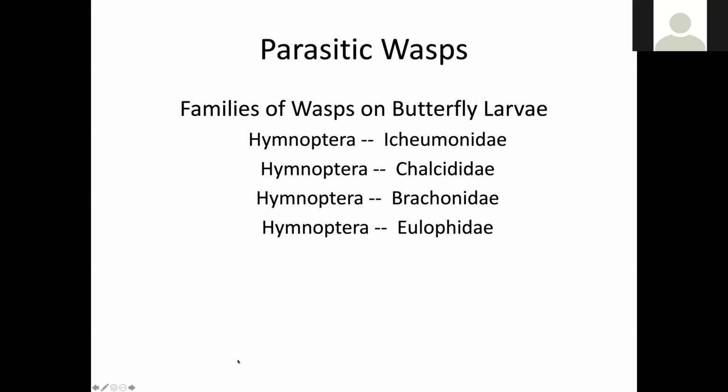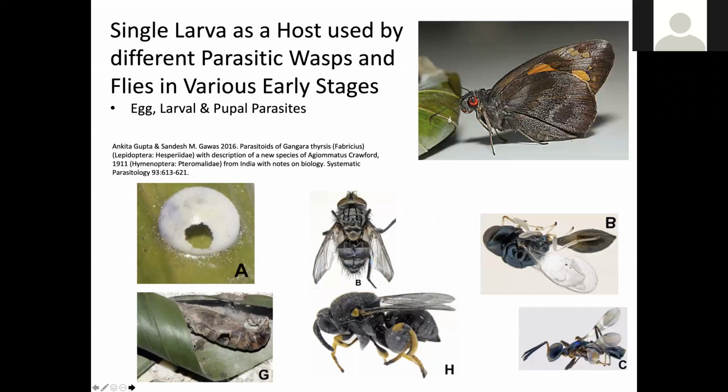So here is one such example I am going to show you. This is a species called giant red eye, which is very crepuscular in nature, which is more active during dusk and dawn. And this particular species is being used by several parasitic wasps during its early stages, that is egg parasitism, larval parasitism, and pupal parasitism. This is again an interesting record. This paper was published by one of my friends Sandesh Gowers and Dr. Ankita Gupta. So they specifically targeted this particular species and found five different species of parasitic wasps.